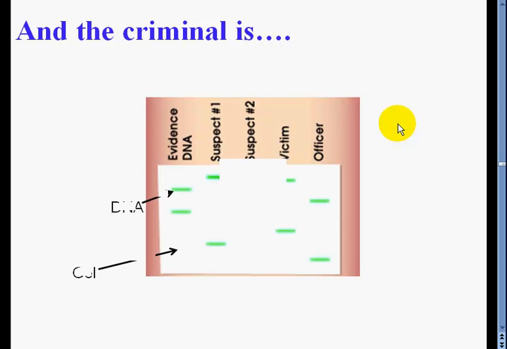So now, let's analyze the results and find out who the criminal actually is. Here we have the DNA from the crime scene. Here we've got suspect 1 and suspect 2's DNA. And then we also gather the victim and the officer DNA because we want to make sure that what we gathered at the crime scene wasn't from either the victim or the officers investigating. So if we compare the evidence DNA with our suspects, we can see that these two bands match up with suspect 2. So we could conclude that suspect 2 is the criminal.